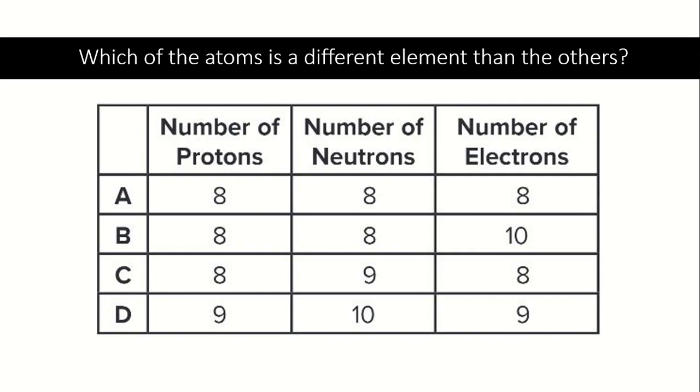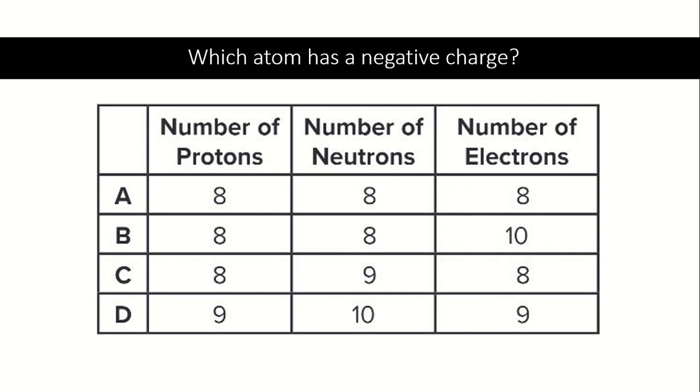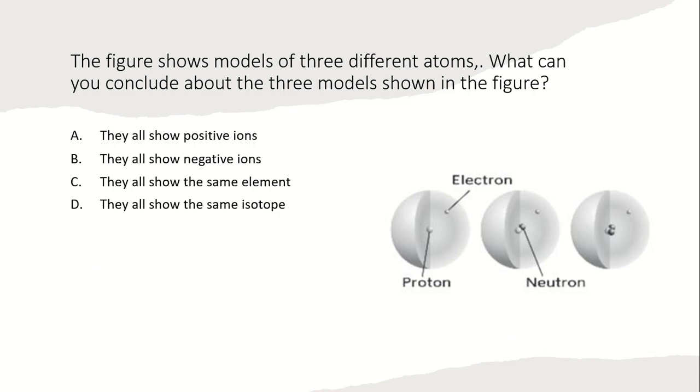Question: which of the atoms is a different element than the others? Take a look at the number of protons, the number of neutrons, the number of electrons. Which element is a different element? Which atom has a negative charge? Again, look at the number of protons, neutrons, and electrons and decide which one would have a negative charge. The figure shows models of 3 different atoms. What can you conclude about the 3 models shown in the figure? Is it A, they all show positive ions, B, they all show negative ions, C, they all show the same element, or D, they all show the same isotope?